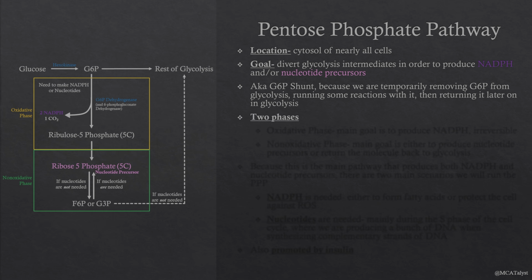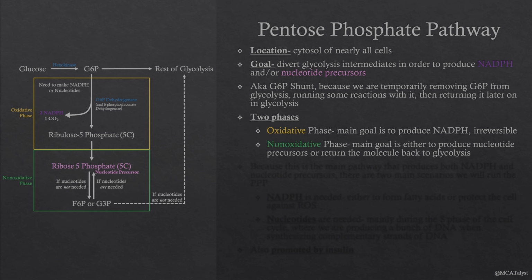There's two phases of the PPP that you need to know about. We're going to talk about these way more in depth on the next slide. But basically, the first phase is called the oxidative phase. It's going to be catalyzing a redox reaction. So, of course, that's the phase that's going to be producing NADPH. That's the main goal of the oxidative phase. It's also important to note that this phase is irreversible. The non-oxidative phase, meaning there's no oxidation going on, is a reversible phase that has the main goal of either producing nucleotide precursors if they're needed, or if they're not, we're basically just taking the product of the oxidative phase and returning it back into glycolysis.